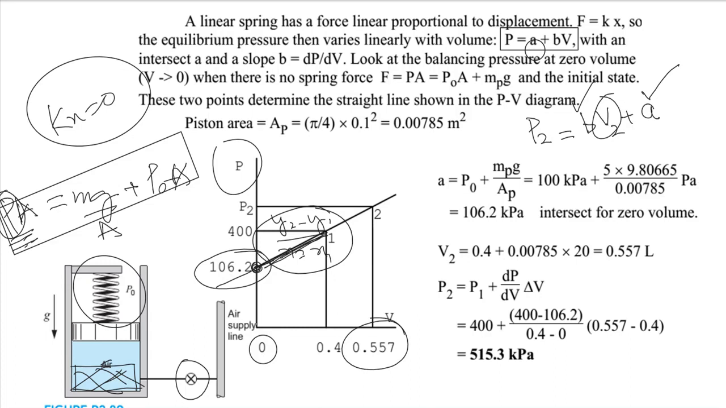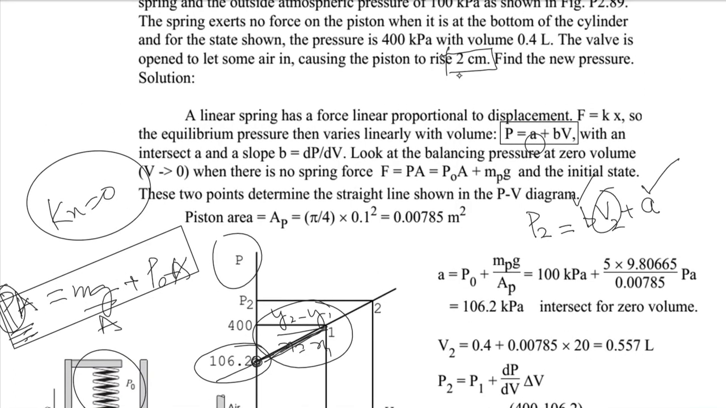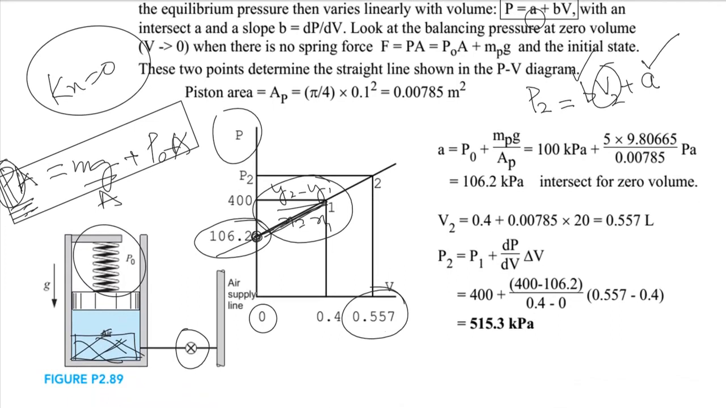I find the volume V2 from this displacement, and the initial volume was 0.4. So that volume plus the displacement volume gives the volume V2. Once we find volume V2, we can find the pressure P2. So this is the whole method of doing it.